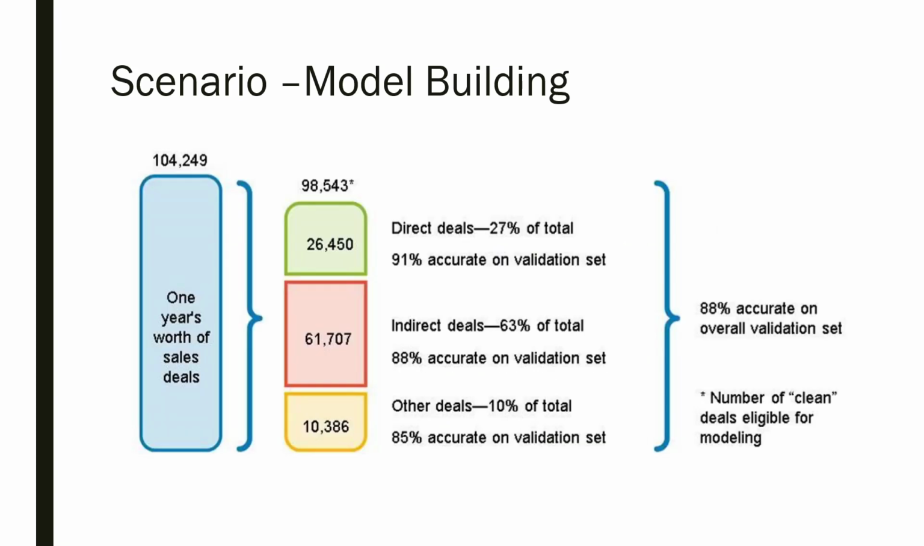This breaks it down a bit more for you. We've got 104,000 cases, and we've separated it after setting aside the 6,000. Well, we've not got rid of them, but we're not using them because they don't fit into the categories. It could be things like spelling mistakes, or parts of data that have been recorded that we don't need. We've got 26,000 direct deals, 61,000 indirect deals, and 10,000 other deals. Overall, we've got an 88% accuracy on the validation set, and the number of clean deals eligible for modelling fall into that category.